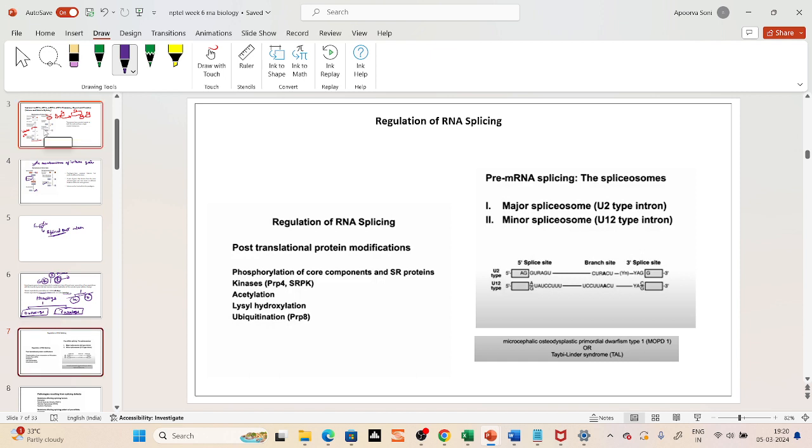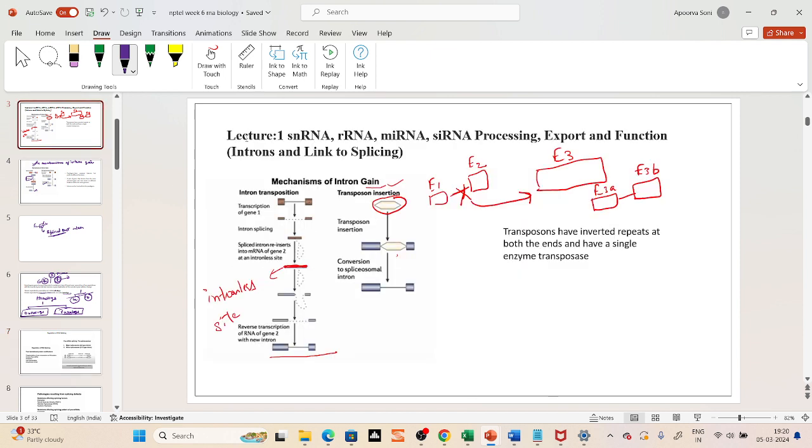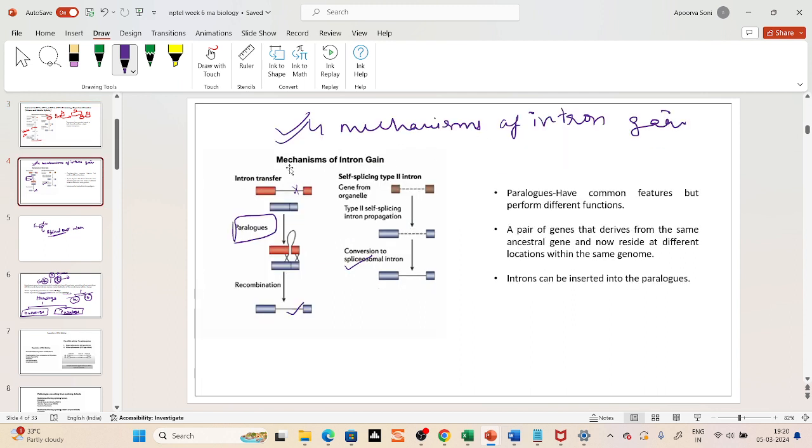Now, the first thing we have studied in our first lecture is introns and their splicing. In the last class, we studied intron loss, how introns can be taken out from a particular exon. Here we are studying how introns can be gained. There are four mechanisms: transposition, transposon insertion, intron transfer, and self-splicing introns converted into spliceosomal introns. And here we also studied orthologs and paralogs.